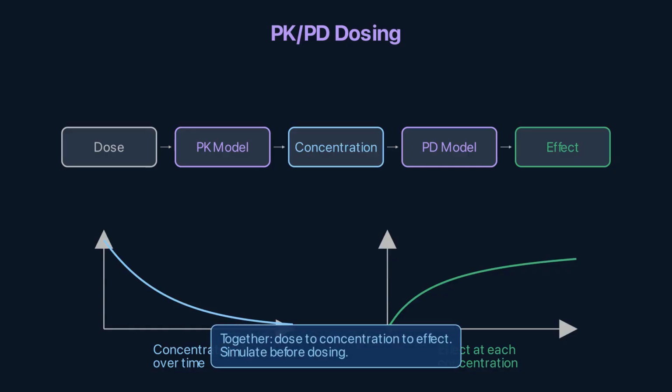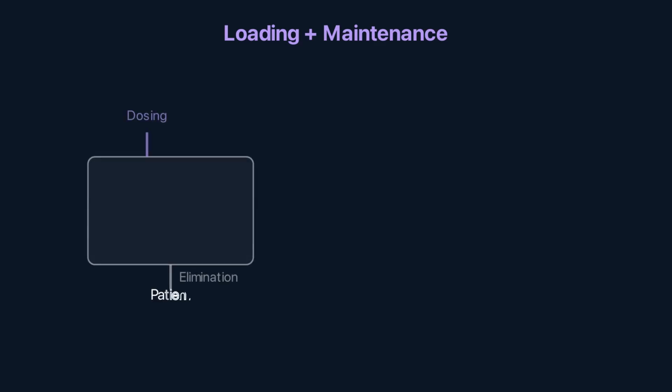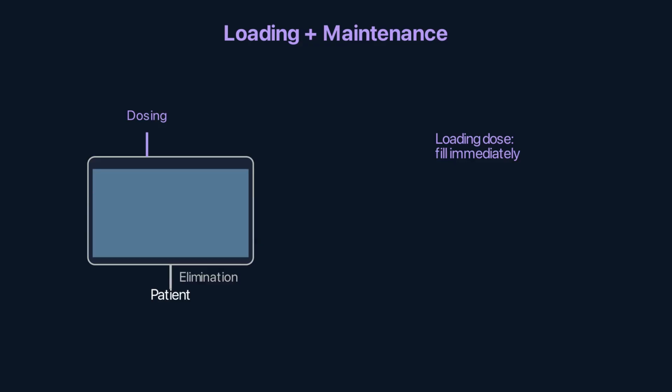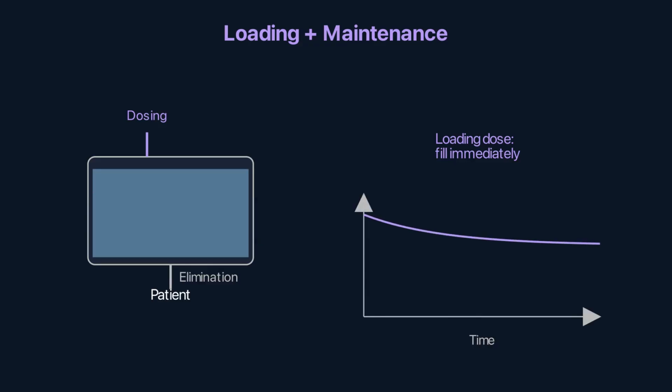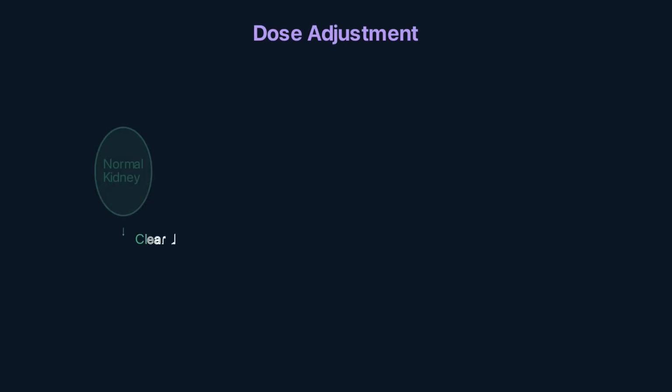Simulate before dosing. Loading dose fills the bathtub immediately. Without it, 4 to 5 half-lives to reach steady state. Maintenance dose keeps the level stable. Impaired kidney, drain is blocked.